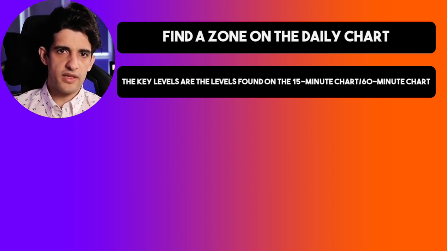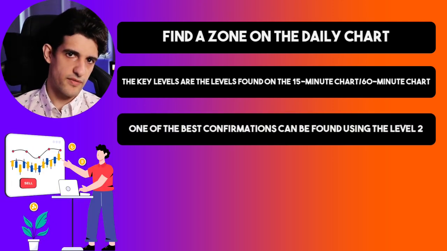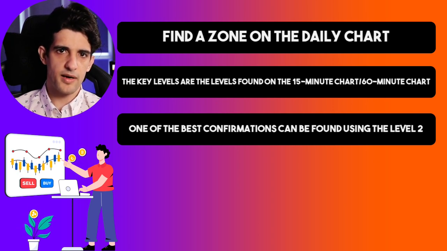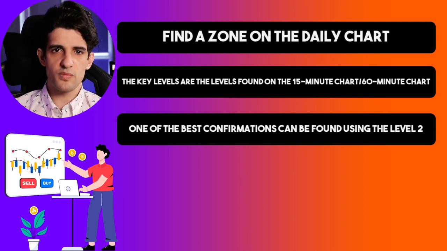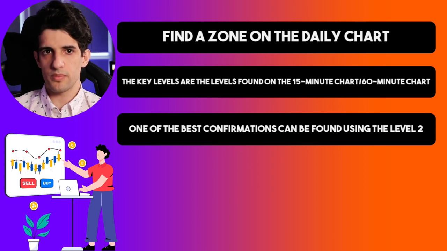A few more things that you could pay attention to when you are playing momentum: 1, the level 2. If you are looking for a long, it is good to see that there are a lot of asks stacked above the current price, which shows us that the price action is more bullish, and that's actually good confirmation and increases the chance of your momentum playing out.